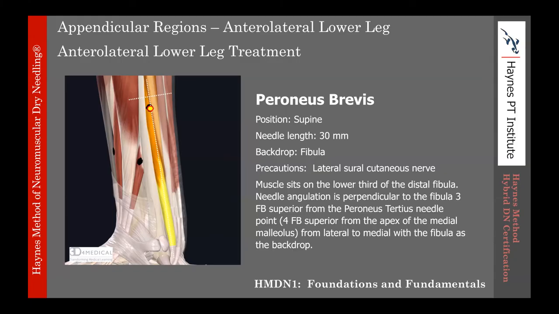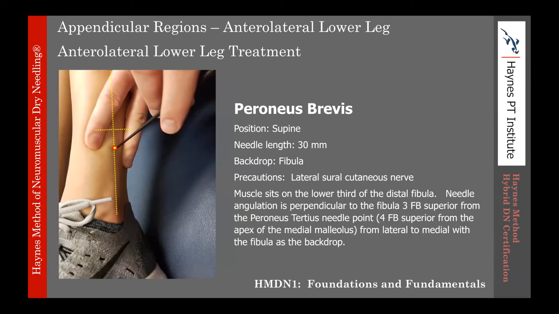And then peroneus brevis. Here, the muscle sits on the lower third of the distal fibula. Needle angulation is perpendicular to the fibula, three finger breadths superior from the peroneus tertius needle point, which is partly why I needle peroneus tertius first. That point is four finger breadths superior from the apex of the lateral malleolus, going from lateral to medial with the fibula as the backdrop.